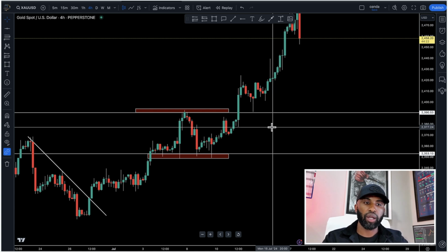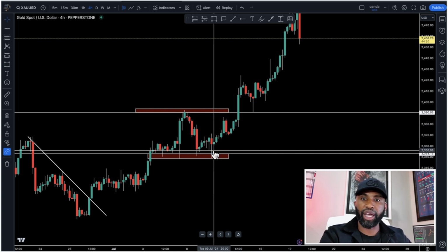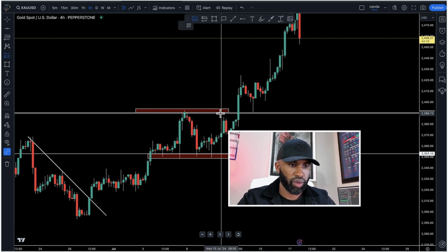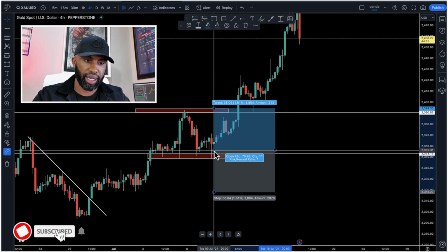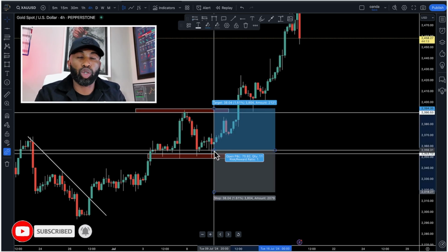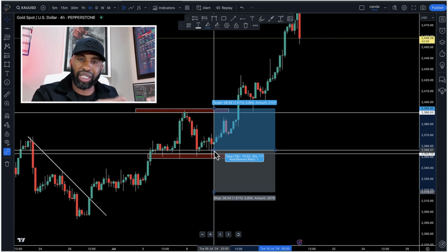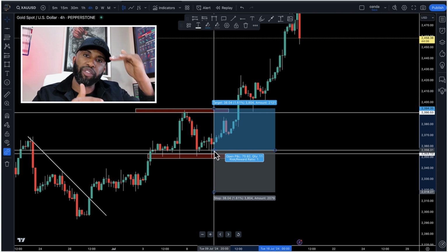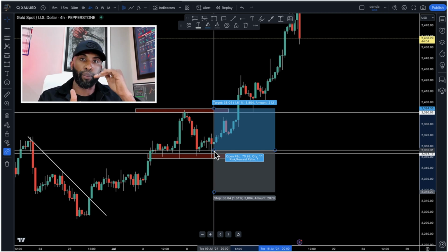So having said that, if one is to enter a buy trade right here, you can't just put your stop loss anywhere you choose. You have to put your stop loss in a place where you are certain that if price goes below that in a buy trade, it has voided the setup. The setup has been destroyed. Or in a sell trade, if the price goes above that, the setup has been destroyed.